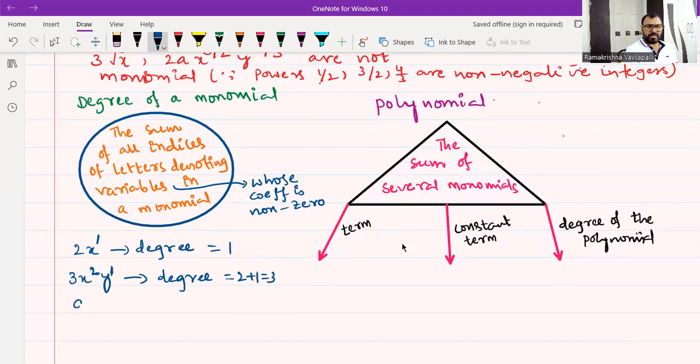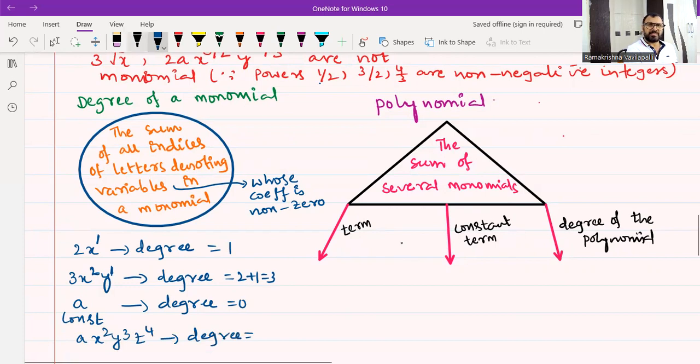If I give a constant, only a constant, this is a constant. So what is the degree of a constant? The degree is 0. You can take like that, a into some x square, y cube, z power 4. So what is the degree of this monomial? The degree of this monomial equal to, see, adding 2 plus 3 plus 4, sum of all indices, that's equal to 9.